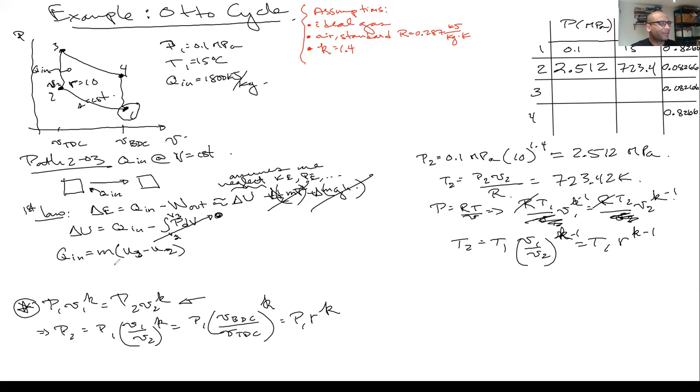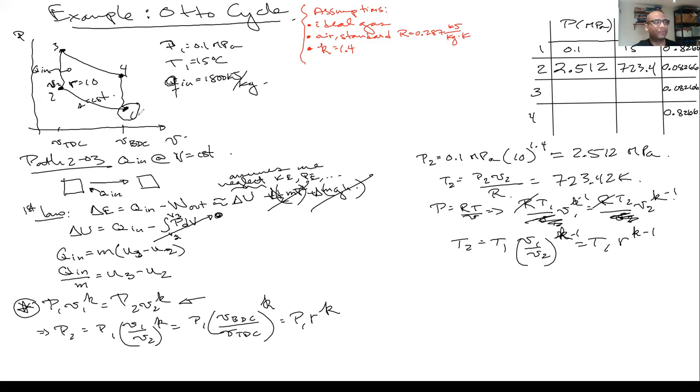And you'll notice I split off the mass. So these are specific internal energies, and I took out a mass in front because I want to do this. I'm going to go Q in over M is equal to U3 minus U2. I was a little bit sloppy here. I put in a big Q for the heat transfer in, which is 1800 kilojoules per kilogram, but it's a specific heat transfer. If I was consistent with my own personal notation, I would have put a little q there. So little q, and that's the amount of heat per kilogram.